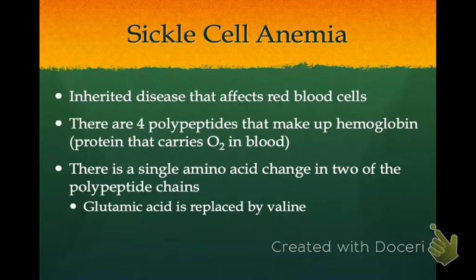Sickle cell anemia is a disease that affects the shape of red blood cells. Red blood cells contain a protein called hemoglobin. Hemoglobin is made of 4 polypeptides. In 2 of these polypeptides, there is a very slight single change. The amino acid glutamic acid is replaced by valine. This one small change in the primary structure changes the shape of the red blood cells from a disc shape to a crescent shape.